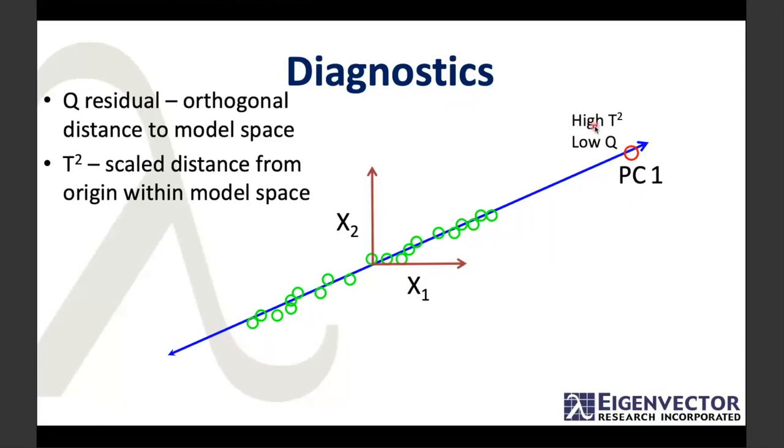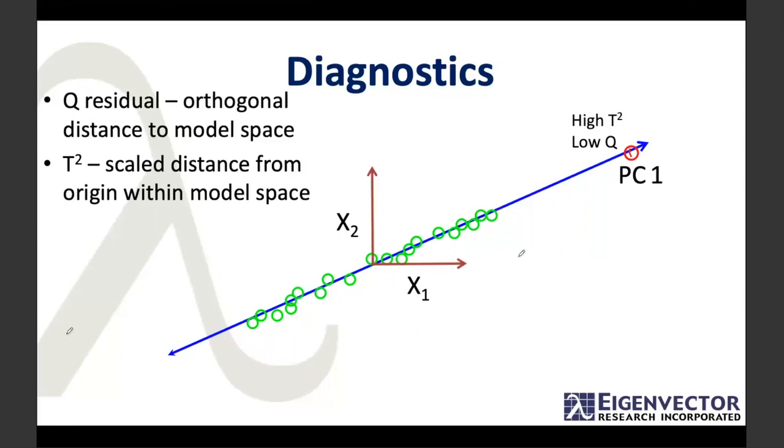Why is the T squared for this sample high? Well, when I project this point onto the model, the distance from the projection to the origin is quite a bit larger than any of the other corresponding projections from my calibration data, the data that I use to build the model.